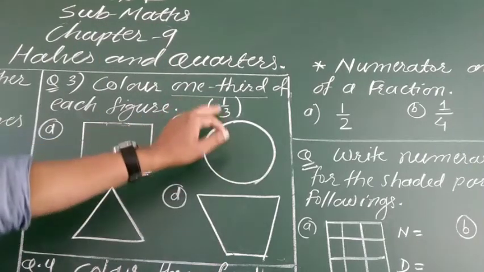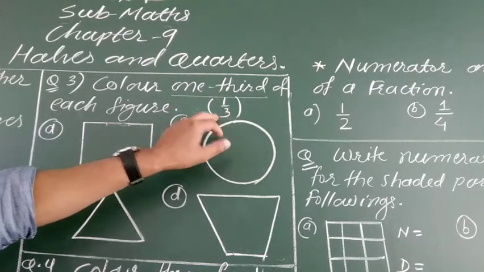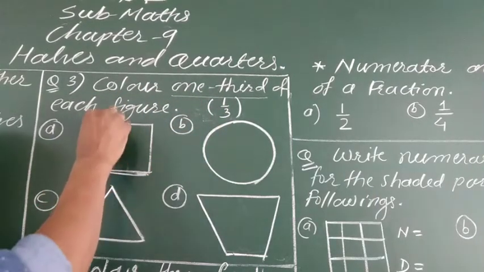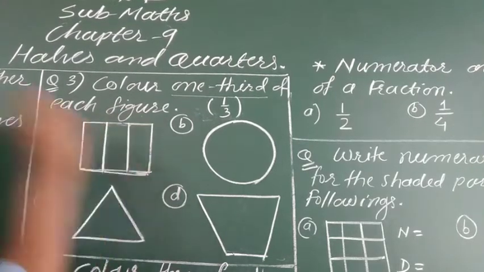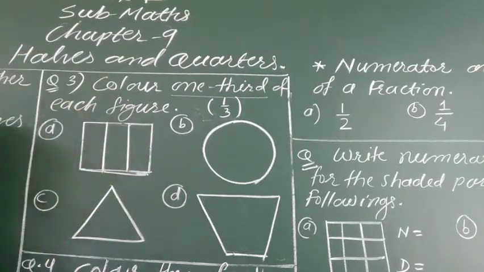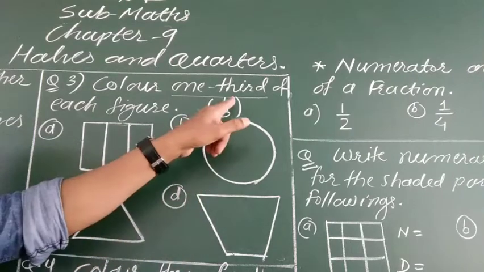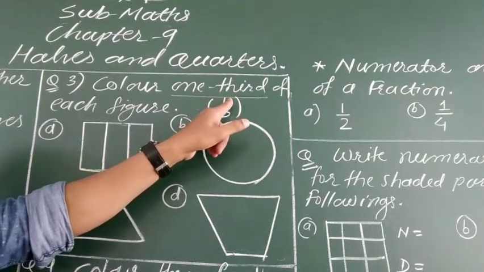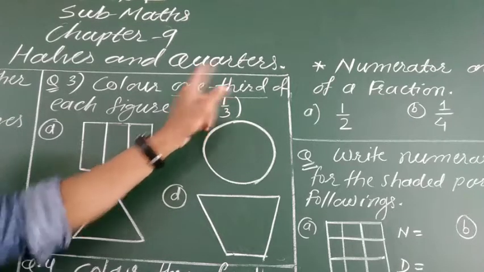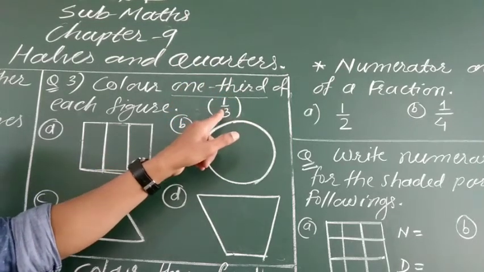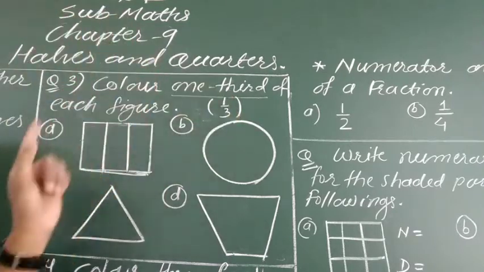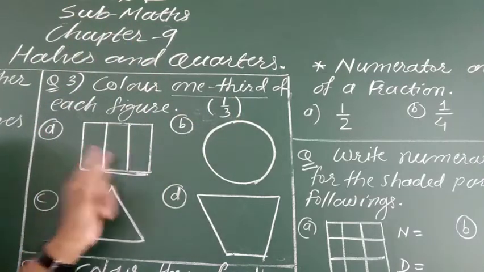First of all, we have to make the parts of this shape equal to the denominator. So what is the denominator here, beta? The denominator is 3. So we have to make 3 equal parts of this shape. So we can make like this 3 equal parts. See, 1, 2, 3 equal parts are there. And then there is 1 in the numerator, which means we have to color only the part given in the numerator. Out of 3 parts, we have to color 1 part. So you can color any 1 part out of these 3 equal parts.